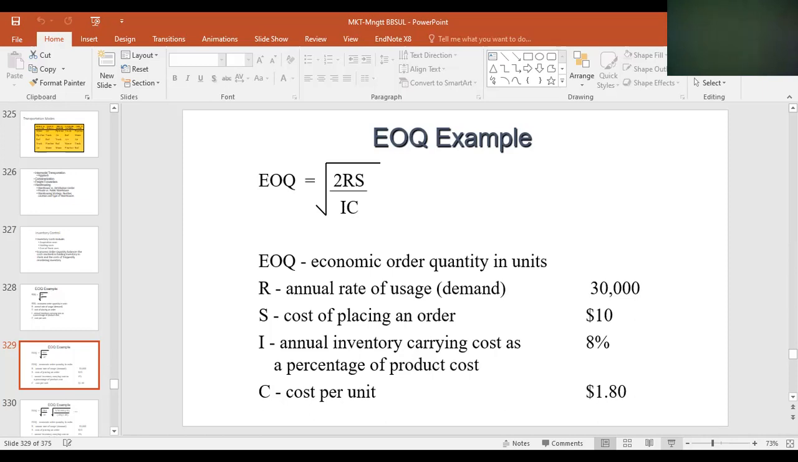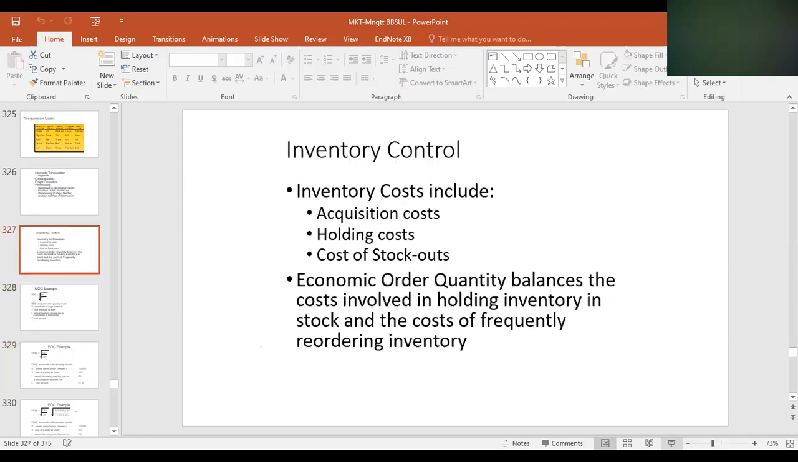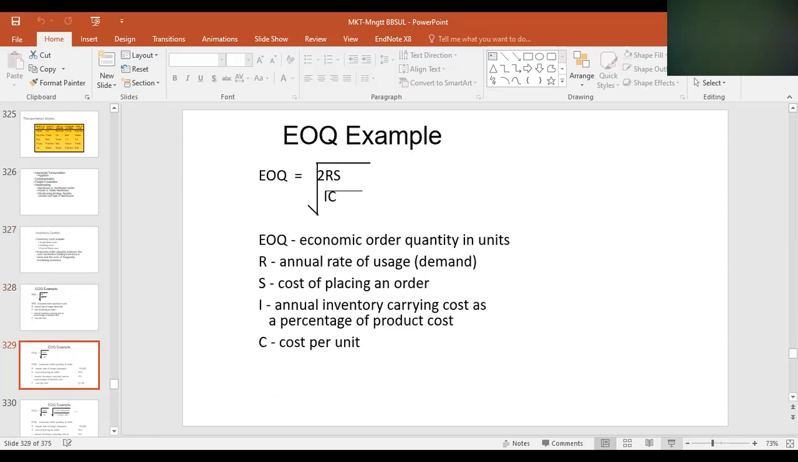So this is the way to calculate economical order quantity, and with that you have to be ready for meeting the challenges which come from the economical order quantity. And in that way, you control the inventory.